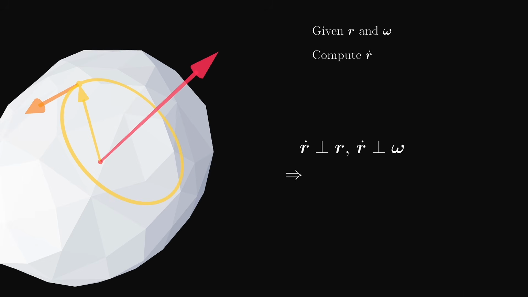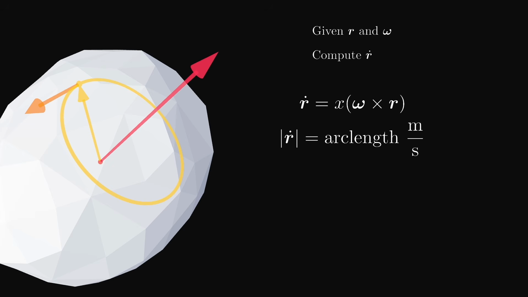R dot points in the same direction as the cross product between omega and r, because this way it is perpendicular to both of them, like required. But by how much does r dot point in this direction? Since r dot is the velocity of r, its length tells us how far r travels per second, or more precisely, the length of the arc that r travels per second. Now, the length of omega tells us that, but in terms of radians per second rather than arc length per second. So how to convert from radians to an arc length?